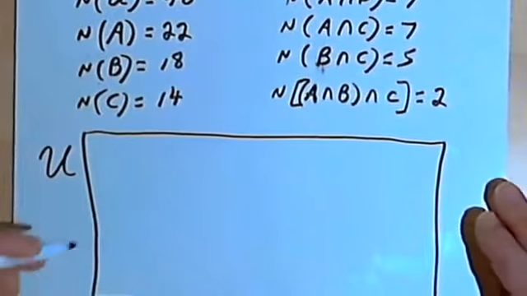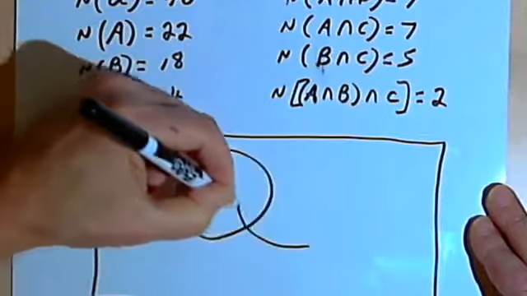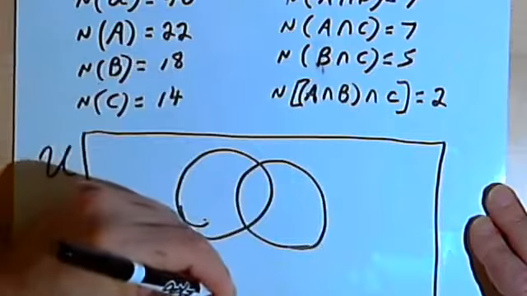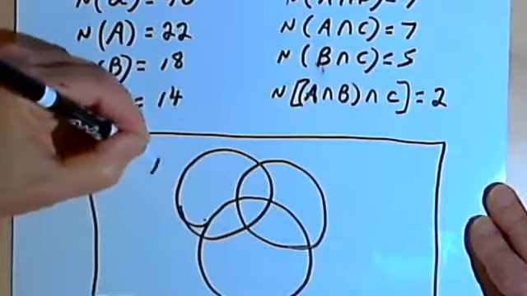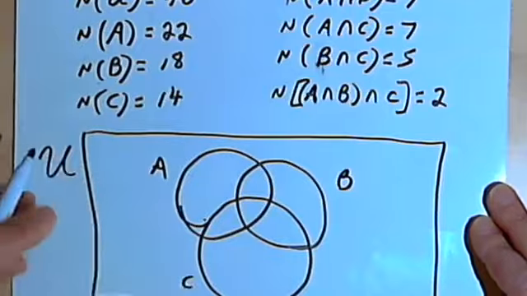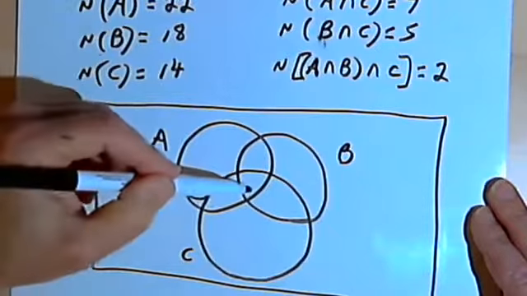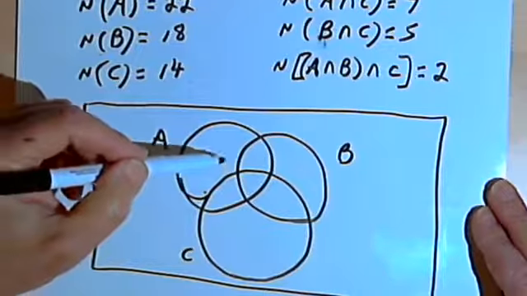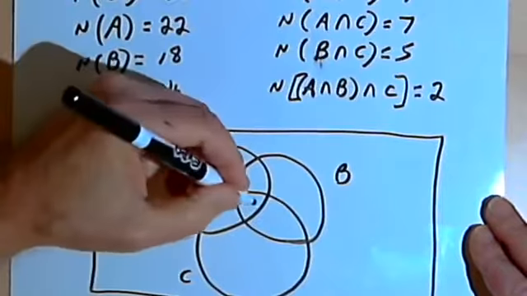Okay, so let's see what we have. I'm going to have 3 circles, one for set A, one for set B, and one for set C. They all overlap. And usually the easiest thing to do is start with the smallest area. Well, the smallest area we have is the intersection of A and B and C, and we know there are 2 students in there.